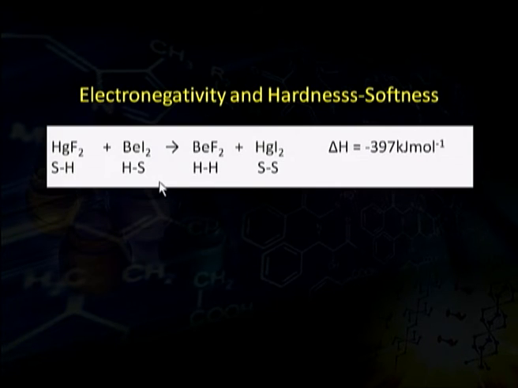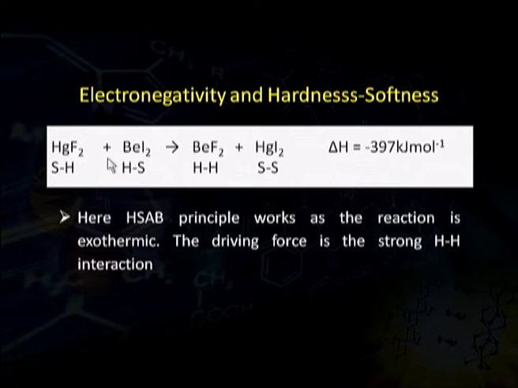In this example, we can see we have mercury fluoride plus beryllium iodide. These two species are basically a combination of soft-hard and hard-soft. Mercury is a soft acid while fluoride is a hard base. Similarly, beryllium is a hard acid while iodide is a soft base. So, when these two combine, they form beryllium fluoride, which is a combination of hard: beryllium is a hard acid and fluoride is a hard base. Similarly, HgI2 is a combination of soft: mercury is also a soft acid and iodide is also a soft base.